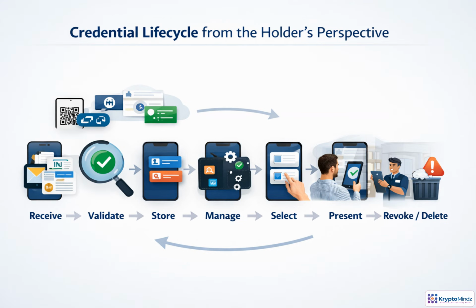From the holder's perspective, a wallet is not just a container. It supports the credential lifecycle. A credential may arrive through a QR code, deep link, API, or wallet protocol. Before storing it, the wallet should verify the issuer signature and confirm the credential matches an expected schema. After that, the holder needs ways to organize it, update it, export it, use it in presentations, and remove it when it is no longer needed.